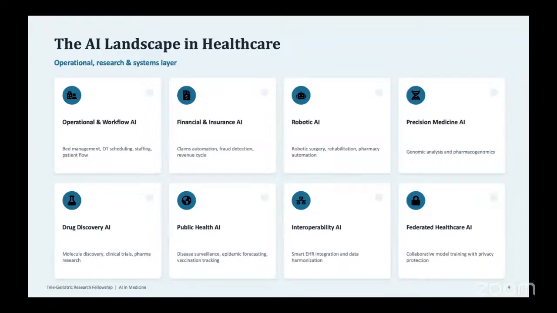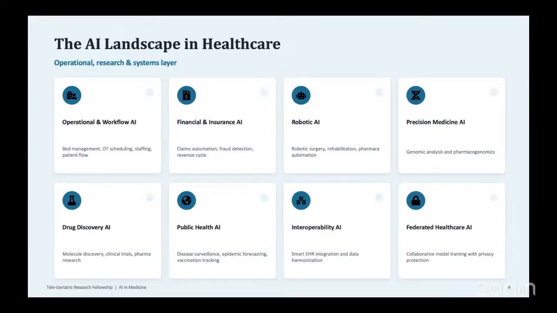So beyond the bedside, AI runs the machinery behind healthcare too. Operational AI manages bed allocation and staffing. Financial AI catches fraud and automates claims. Robotic AI shows up in surgery and pharmacy automation. Precision medicine AI personalizes treatment through genomics. Drug discovery AI accelerates finding new molecules. Public health AI tracks outbreaks and vaccination coverage.